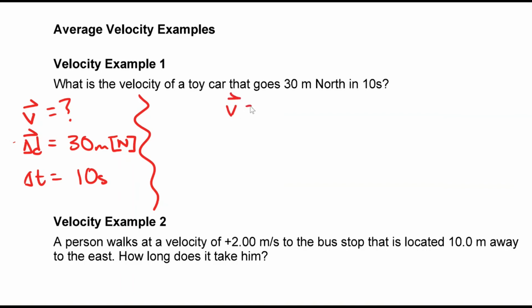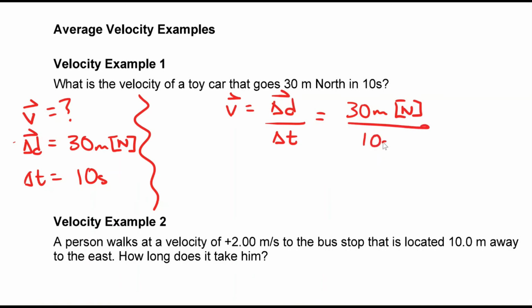So a lot of these it's kind of the same calculation as we were doing yesterday. Our displacement was 30 meters north. Every time you write a vector, with an arrow, you've got to have a direction. Divided by 10 seconds. 30 divided by 10 is 3.